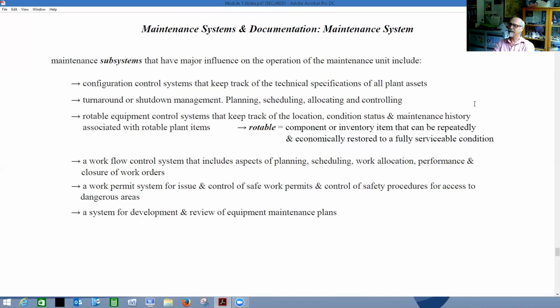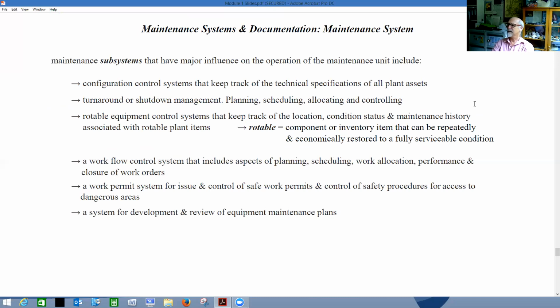Turnaround or shutdown management, so that's to do with your planning, your scheduling, allocating and controlling. That's a good subsystem. Rotable equipment control systems that keep track of the location, condition status and maintenance history associated with those rotable plant items. That's kind of what I was thinking about in the first one. Just to draw a point to it.